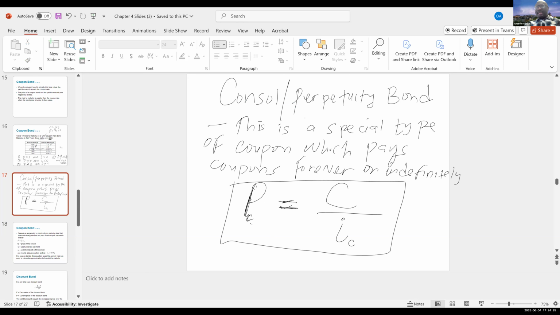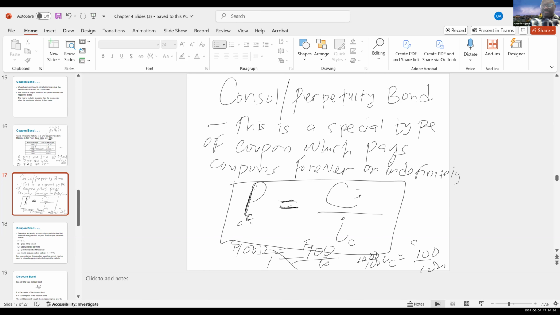Anytime I ask you a question on the test, like say the price of the bond is $1,000 and the bond is paying a coupon of $100, then I ask you to calculate the current yield. You're just going to put $1,000 here for P. That would be equal to the coupon payment, $100, divided by i. So if I cross multiply, you get 1,000 i equals 100. Divide both sides by 1,000. You see this is going to be 0.1 or 10%. So the current yield on the bond would be 10%. It's the same formula we use for calculating the current yield on the bond.